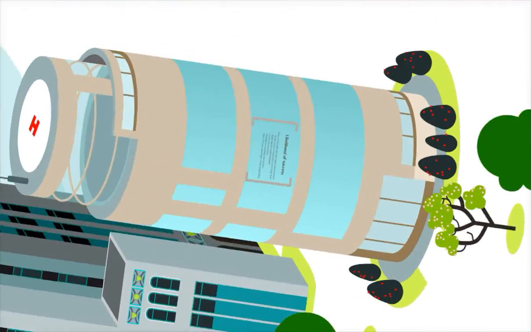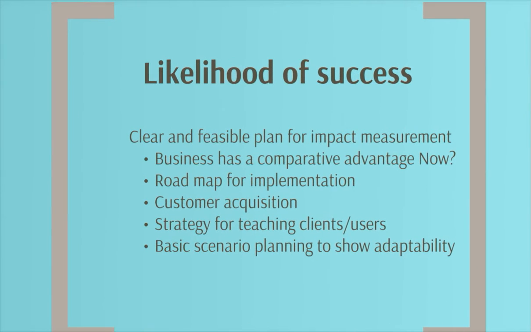So lastly, think about the likelihood of success. Did you come up with a clear and feasible plan that has impact, and how did you measure this? Does it have a business comparative advantage? Can it help the client? Was a roadmap actually created and implemented for success for the client? Did the customer acquire it and start using it? Did you come up with a strategy for teaching the client or the users how to use the product that you created?